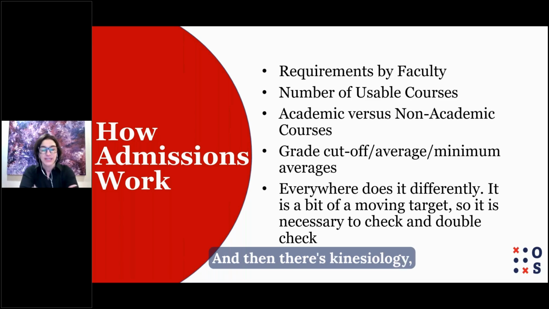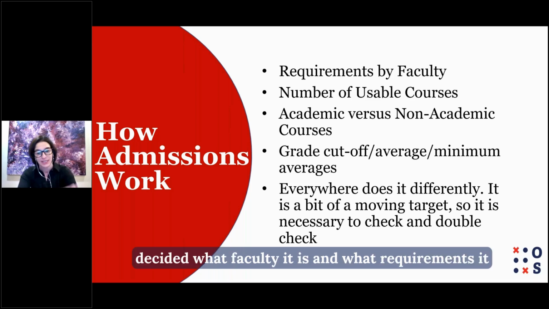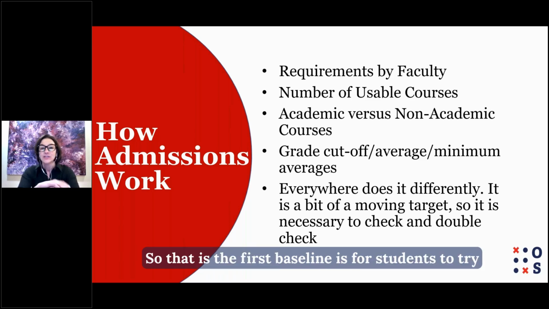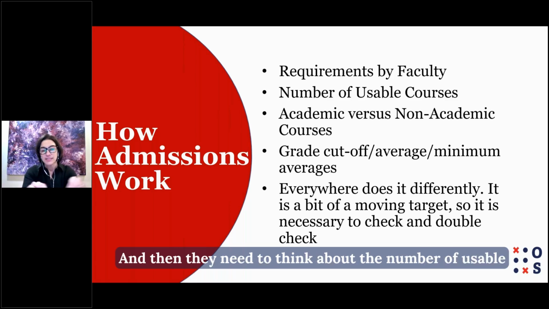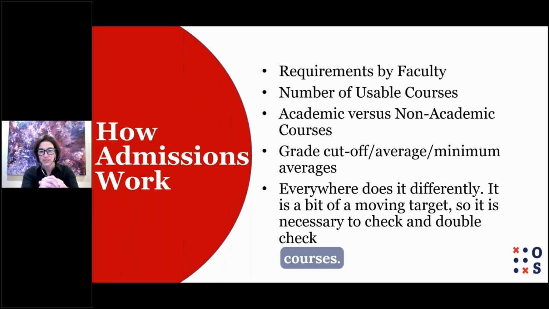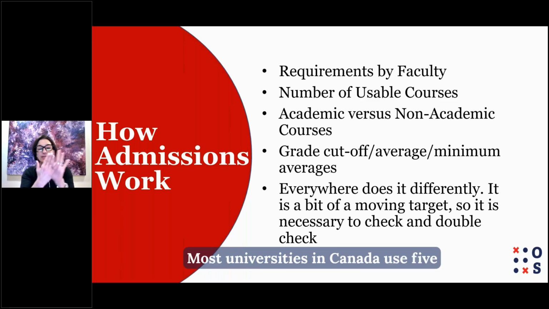And then there's kinesiology, which nobody really has decided what faculty it is and what requirements it gets. So that is the first baseline, for students to try and figure out or get close: what is my big picture faculty? And then they need to think about the number of usable courses. Most universities in Canada use 5 usable courses.